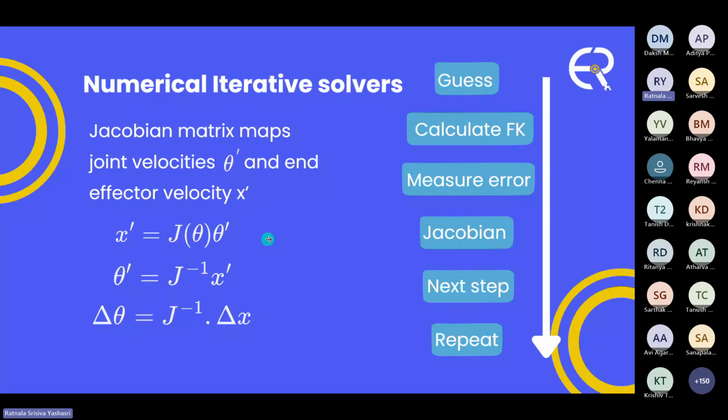Now how does this work? The algorithm starts with a guess and then it calculates the forward transform. Where does the end effector actually end up?